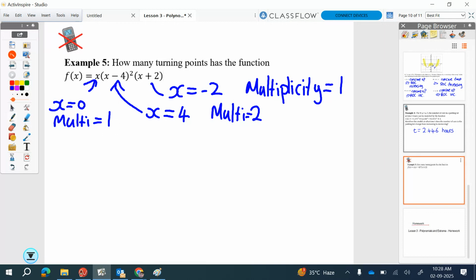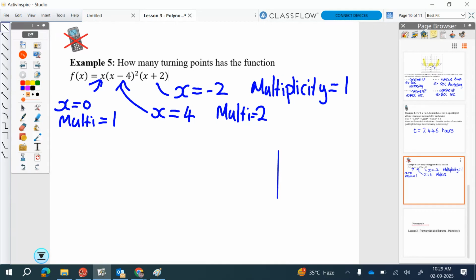How do we know how it looks? What we basically know at this point is where the roots occur. Let me sketch it here.